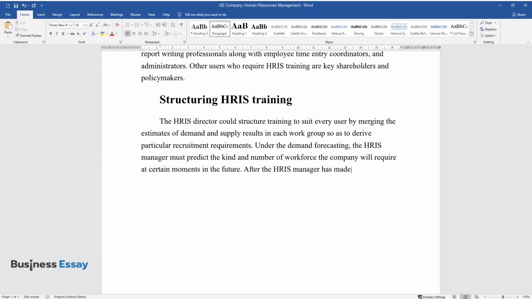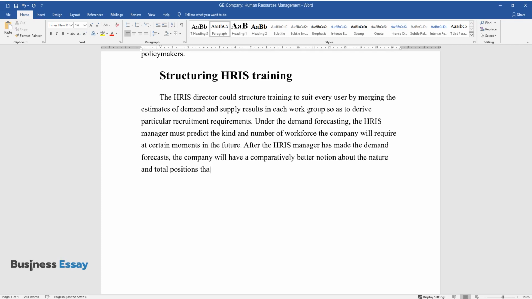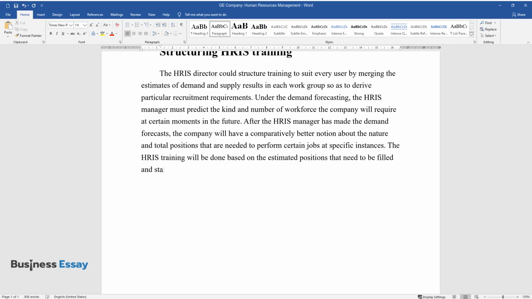After the HRIS manager has made the demand forecasts, the company will have a comparatively better notion about the nature and total positions that are needed to perform certain jobs at specific instances. The HRIS training will be done based on the estimated positions that need to be filled, and staff who are already working should be given more priority.